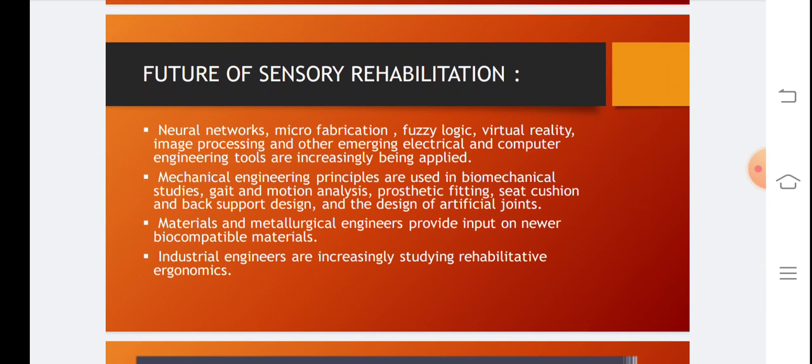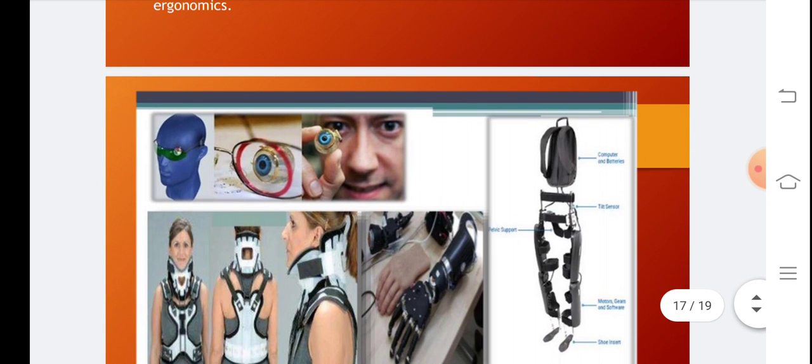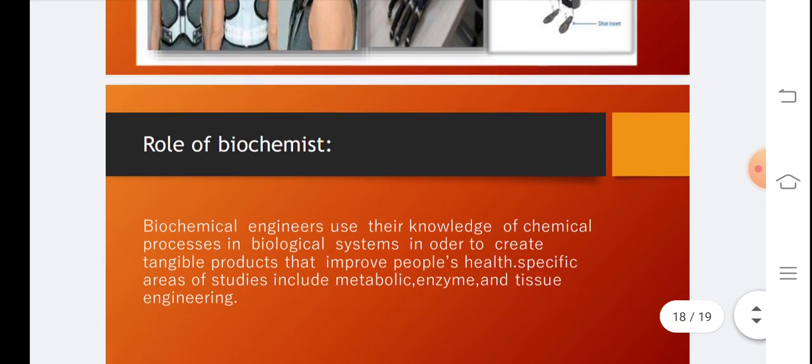Future of sensory rehabilitation. Neural networks, microfabrication, physiologic modeling, virtual reality, image processing, and other emerging electrical and computer engineering tools are increasingly being employed. Mechanical engineering principles are used in biomechanical studies, gait and motion analysis, prosthetic fitting, seat cushion and back support design, and the design of artificial joints. Materials and metallurgical engineers provide input on new biocompatible materials. Industrial engineers are increasingly studying rehabilitative ergonomics. Like shown in this figure, different types of rehabilitation examples.